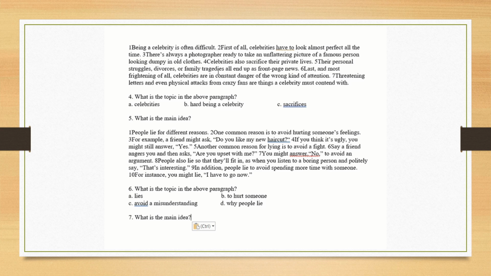Last and most frightening of all, celebrities are in constant danger of the wrong kind of attention. Threatening letters and even physical attacks from crazy fans are things a celebrity must contend or deal with.